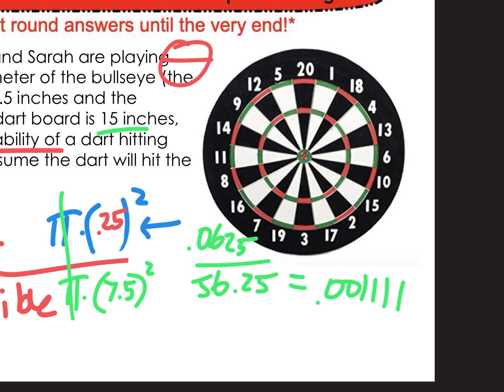Did you get the same thing? Raise your hand if you were positive you got the same thing as me. All right, that's most of it. Good. All right. Look at that.